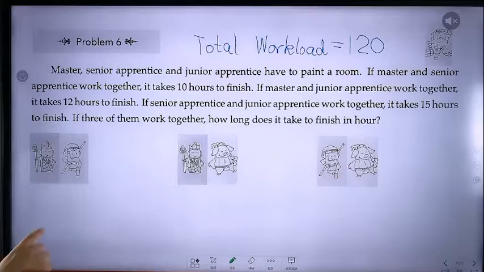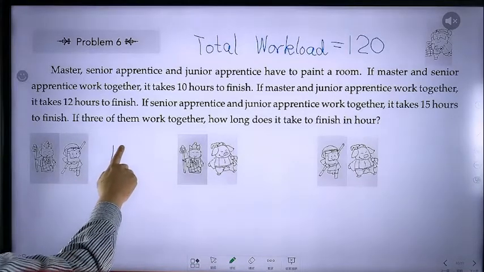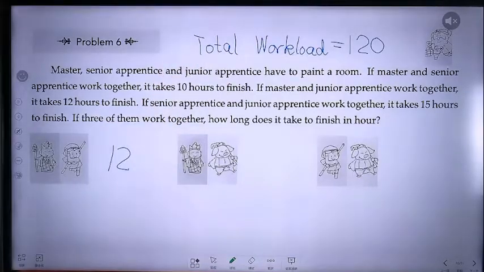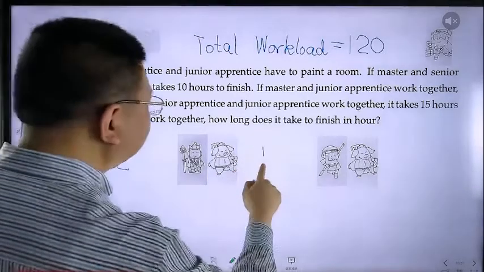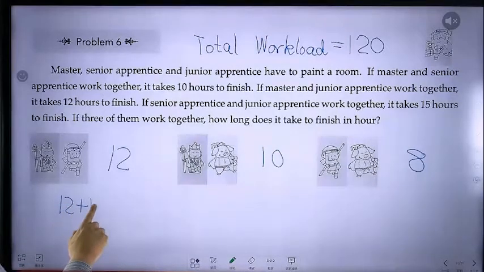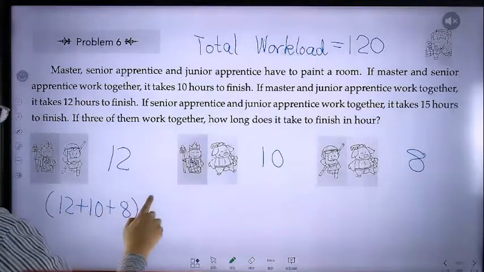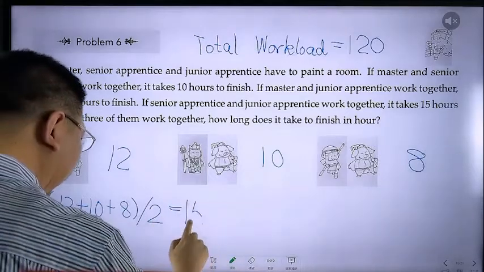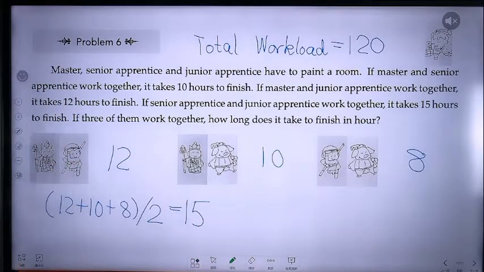So what would be the speed, the work that we can finish per hour? 120 divided by 10 is 12. 120 divided by 12 is 10. 120 divided by 15 is 8. Now, this would be the work capacity of these 3 people, but everyone appears twice, so we need to add them together and then divide by 2. So 20 plus 10 is 30, and 30 divided by 2 is 15. And then what would be the last step?